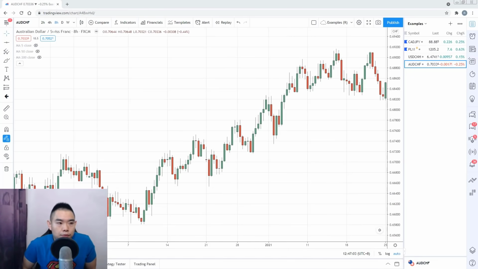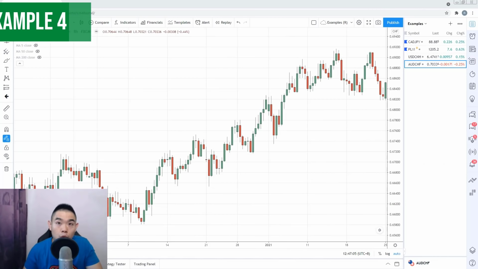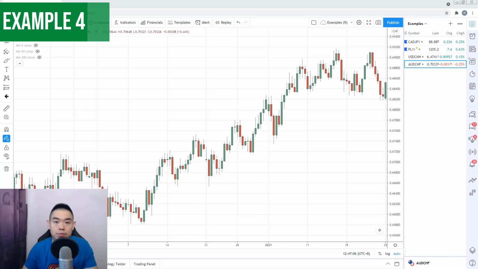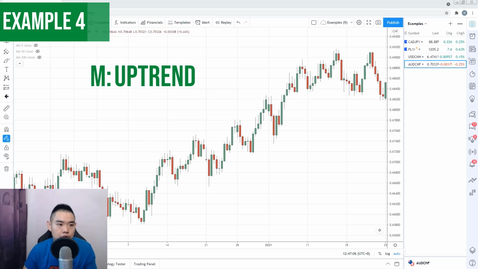Okay, so for this one here is the chart of Aussie against the Swiss franc. This is the 8-hour time frame. So let me, again, walk you through the trading strategy, market structure. You can see that this market structure is in an uptrend. So market structure, uptrend. What about area of value? So once again, this is at area of support.